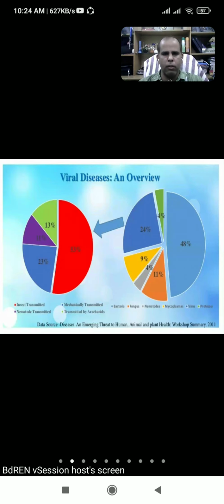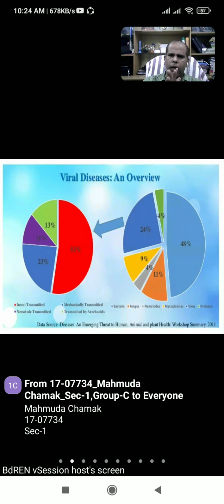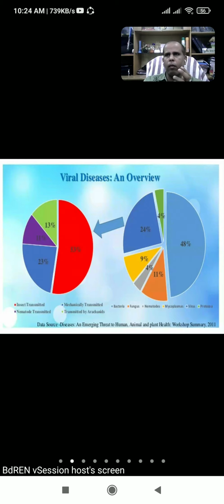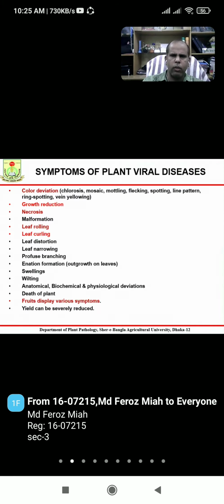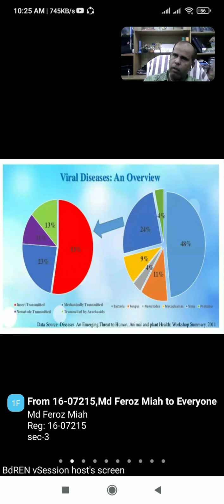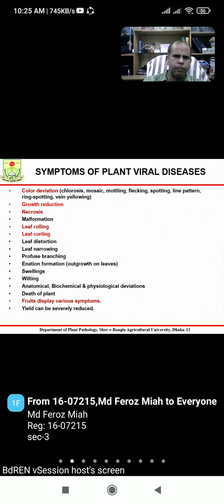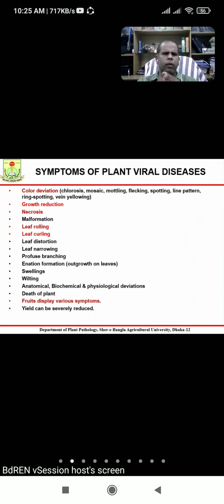So from this figure, the information for you is that most plant disease is caused by bacteria, the next position is virus, the third position is fungus, and among the viruses, most are transmitted by insect vectors. Okay, so this is all the overall information regarding plant diseases. Now I am going to introduce the plant viral disease symptoms.